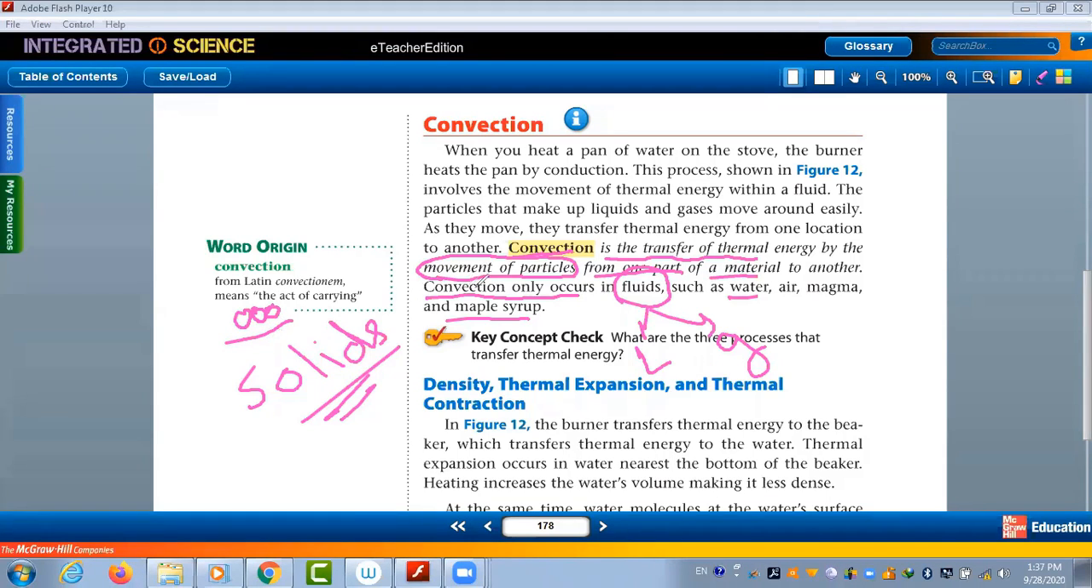So convection happens only in fluids, liquids, and gases. Why? Because the particles are free to move. But in solids it cannot happen because the particles cannot move. Okay, so this is the meaning of convection. And we said why this happens? Because the particles down become less dense, so they rise up. Other particles from up with high density will come down because they have more density.